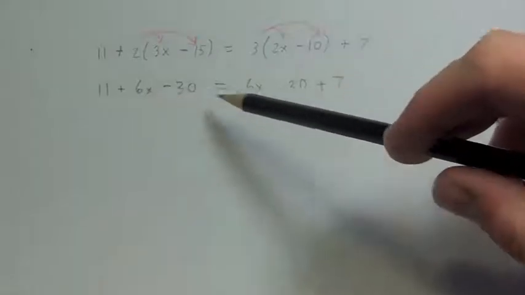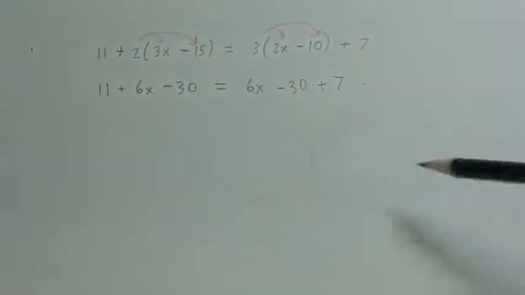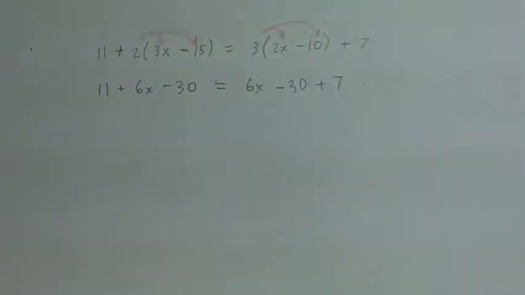Okay, some stuff to be on the lookout for here. Notice that we have the same exact stuff, right? We have a 6x minus 30 and a 6x minus 30. Whenever you have that, those things you can actually just cancel across, because once you start moving things, they're going to cancel.